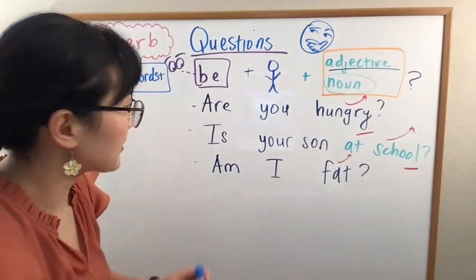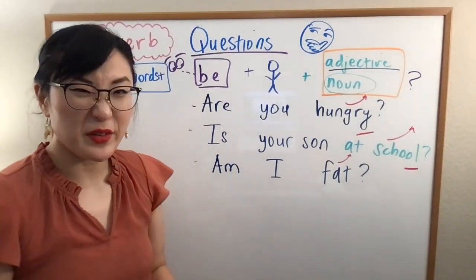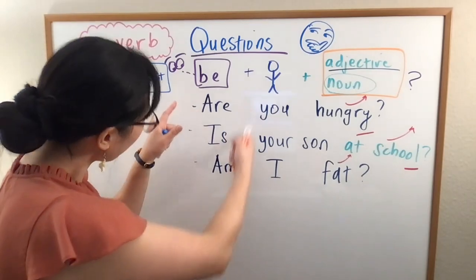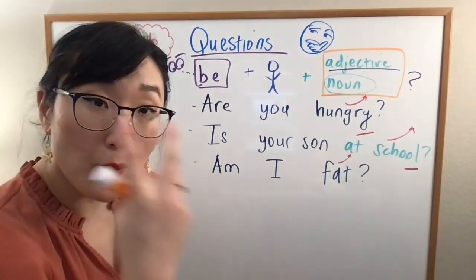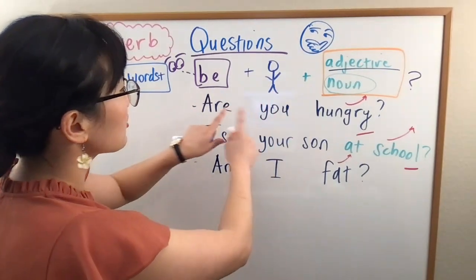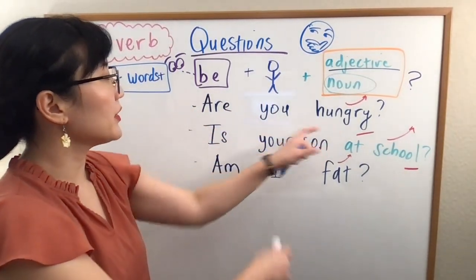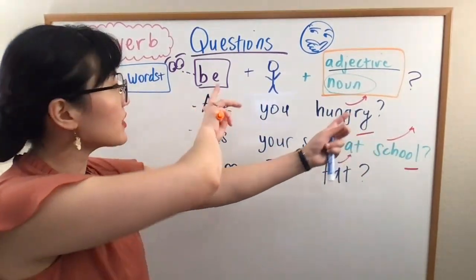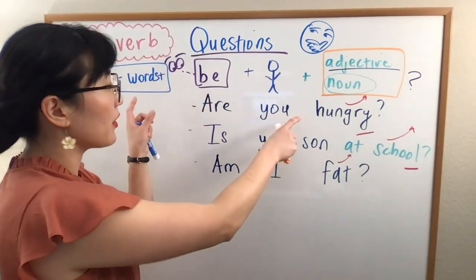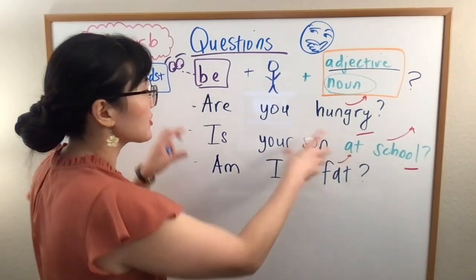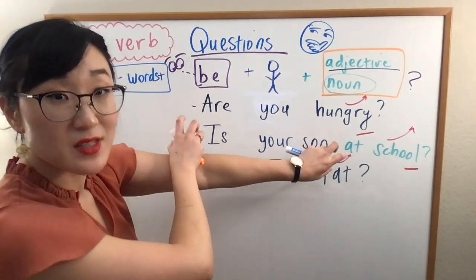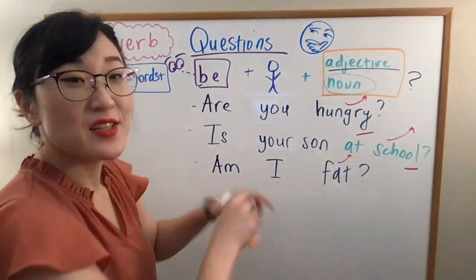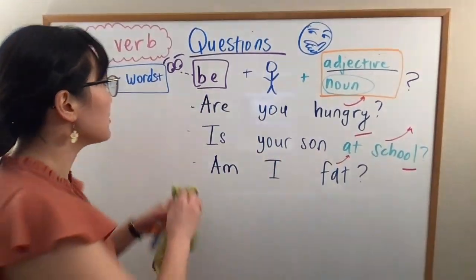Now, before I erase this, sometimes students are confused. They think, teacher, how do you know what verb, am, is, or are? You always want to look at this relationship, right? Are you hungry? In my answer, I say, you are hungry. For questions, it's the opposite. We put the verb first. Are you hungry? Is your son at school? Your son is at school. Am I fat? I am fat. So it's the opposite. Now let's take a look at WH questions.